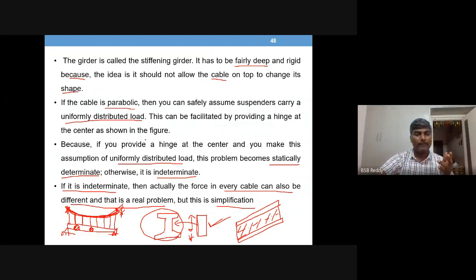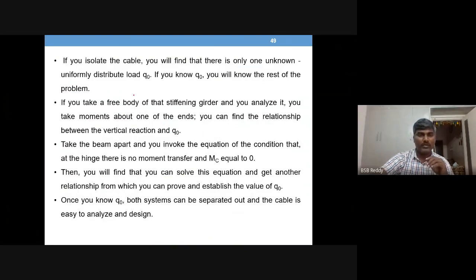Okay. So what we are assuming here is the cable profile is parabolic, so that you can use the assumption that the load is uniformly distributed. Okay, so that is what we are going to make. Right, this slide now will explain you how you solve a three-hinged stiffening girder problem.